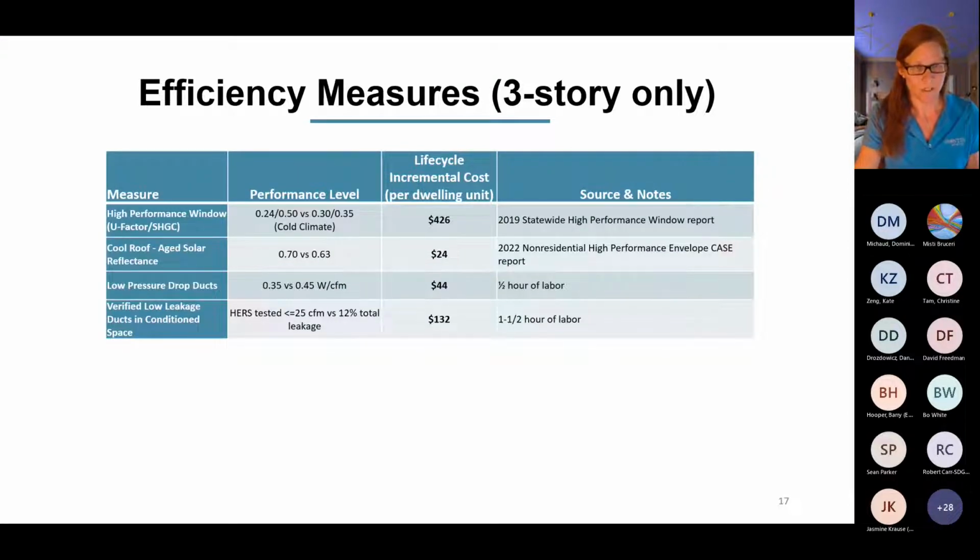And lastly, before we jump into the results, these are the costs and the efficiency measures that we used in the 3-story analysis that ended up being cost effective in one of the packages. We did evaluate a few other measures, but they were not determined to be cost effective in any of our cases, so they didn't get folded into the efficiency package.